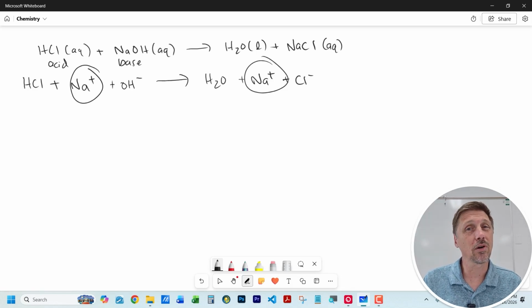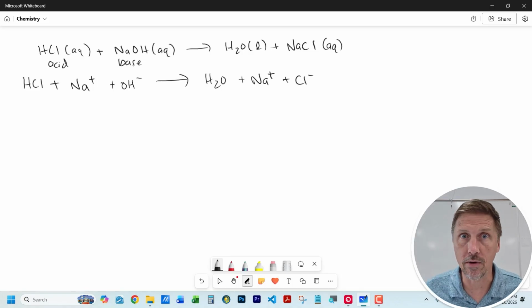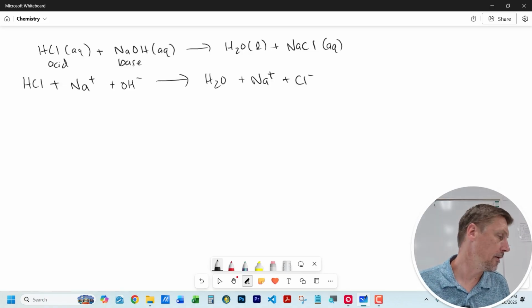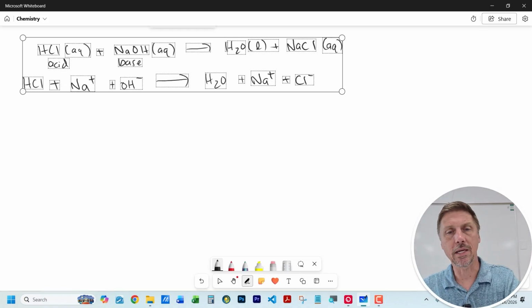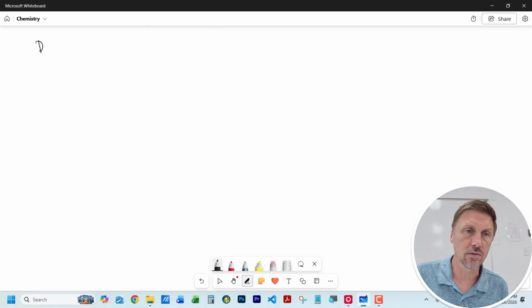We have a special name for that. We call those spectator ions because they're not really part of the reaction. They're just kind of hanging out, observing everything. They're spectating. So if you hear that term, that's what I'm talking about. Now, we can just make a list here of things to look for when we're recognizing the acids and bases.